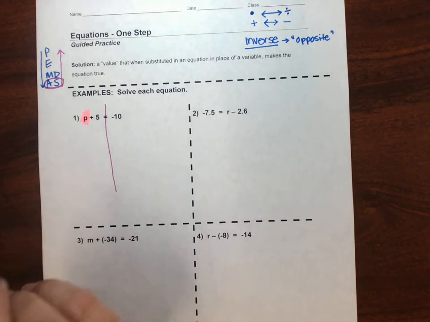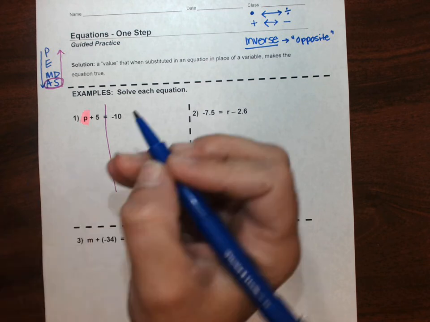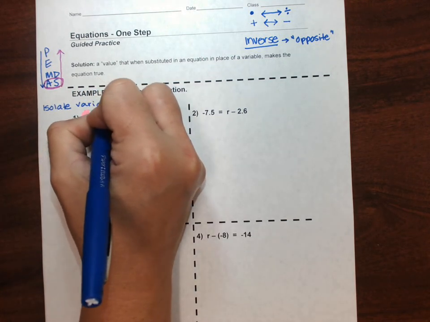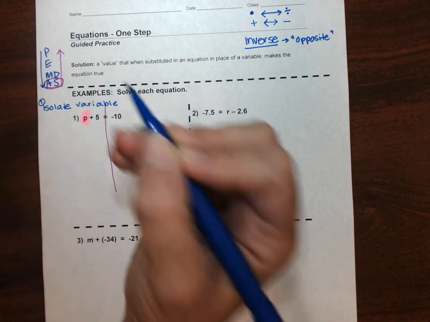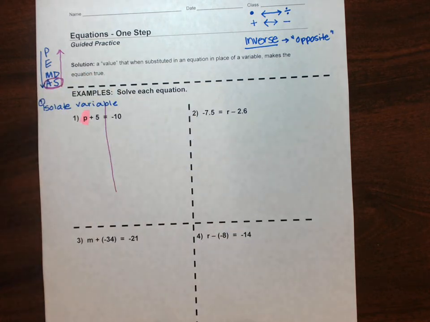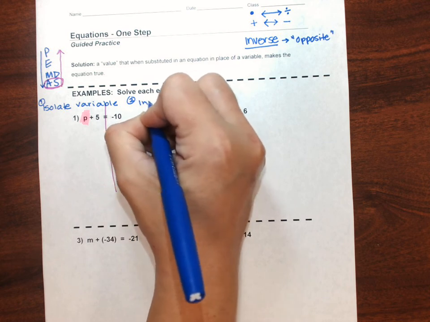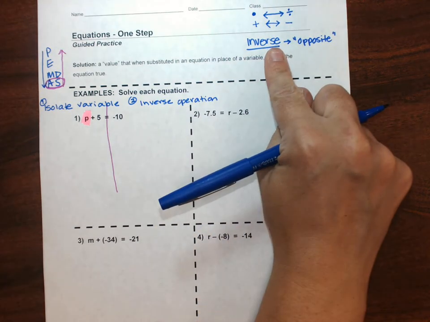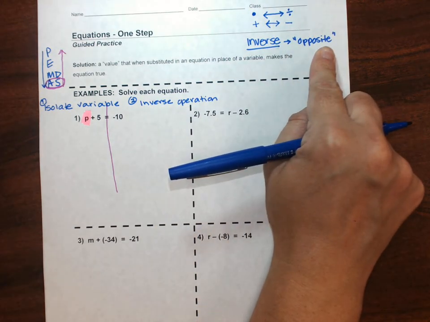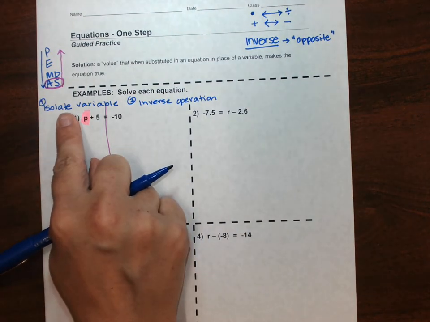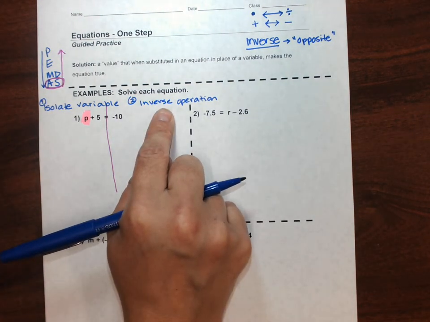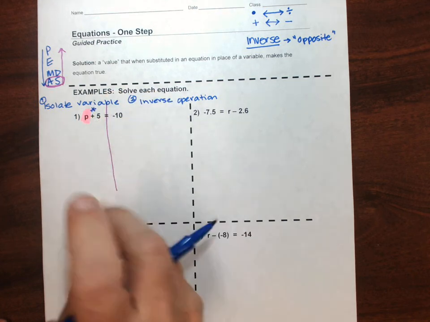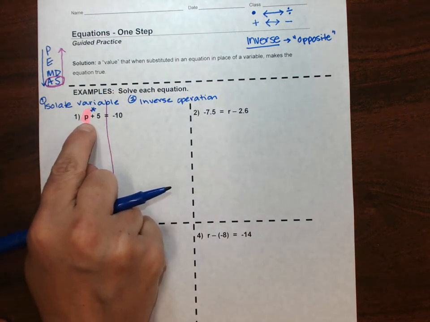So I'm going to ask you, what's the goal? Right now you should be saying to isolate the variable. How do you do that? You do that through the inverse operation. And remember, the inverse is a fancy way of saying the opposite. Okay, so let's get started with step one. What's your goal? Isolate the variable. How do you do it? The inverse operation. So I'm going to start on the left side because it has my variable.